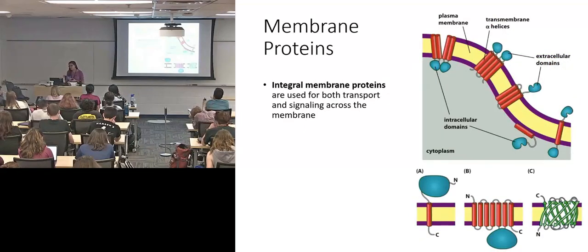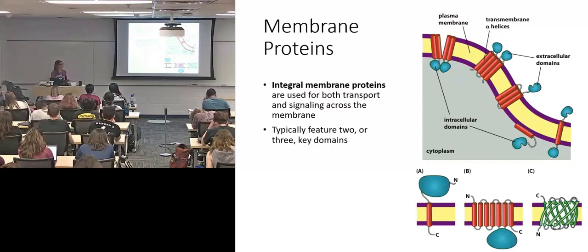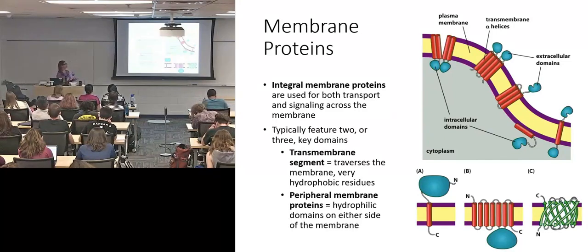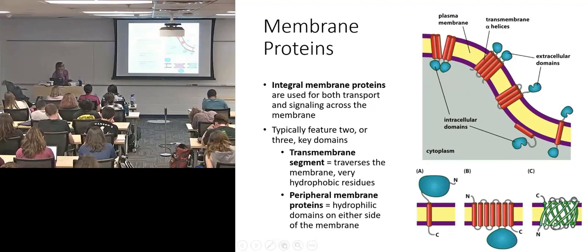Okay. So we'll have integral membrane proteins. They're used for both transport and signaling across the membrane. They typically have sort of two or three key domains. We'll have the segment that actually traverses the membrane, and that part of the protein is going to have a lot of hydrophobic amino acid residues, okay, because it needs to interact with the tails. And then we typically are going to have some peripheral domains. These are generally populated with a bunch of hydrophilic or polar residues so that they can interact with the aqueous environment either on the outside of the cell or polar molecules on the inside of the cell.